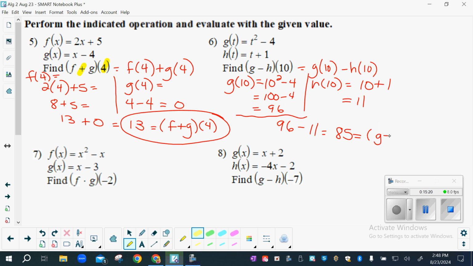For g minus h, you could, if you wanted to, subtract the two functions first, find that answer, and put the 10 in last. I find that, especially with subtraction and multiplication, it's better putting the number in first and then doing your operation last.